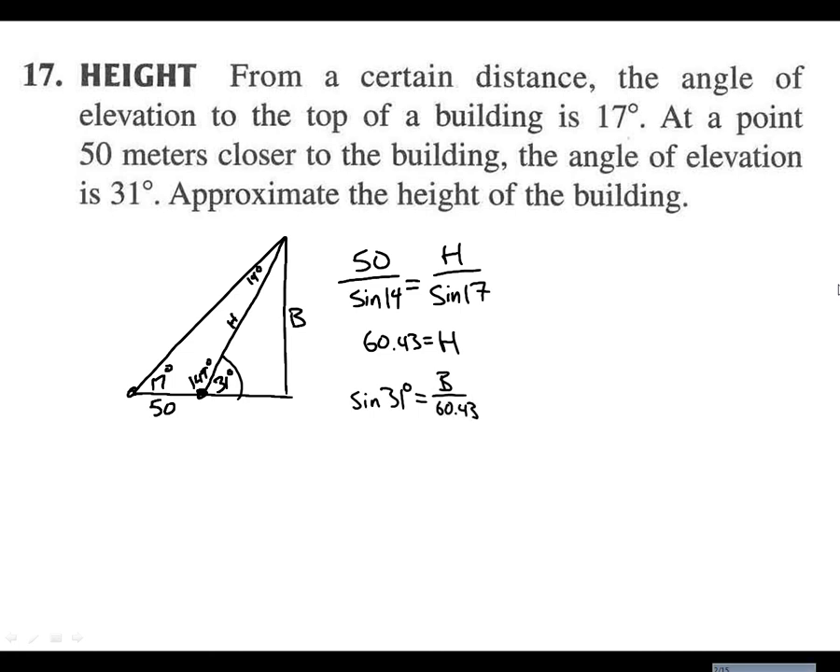Cross multiply here, sine 31 times 60.43. And we get a height of 31.12 for our building. Feet.